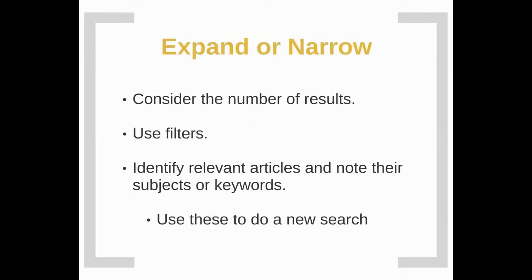Once you have your results, consider how many there are. If there are thousands of results, that's probably too many. You're not going to be able to go through all of those, so consider narrowing your search down. On the other hand, if you only have a few results, half a dozen, that's probably too few, so consider expanding your search. If you're just narrowing your search, it's pretty easy to just use the filters that are in most databases. This can help narrow things by the year, what type of article it is. Is it a peer-reviewed article? Is it a review? And so forth.